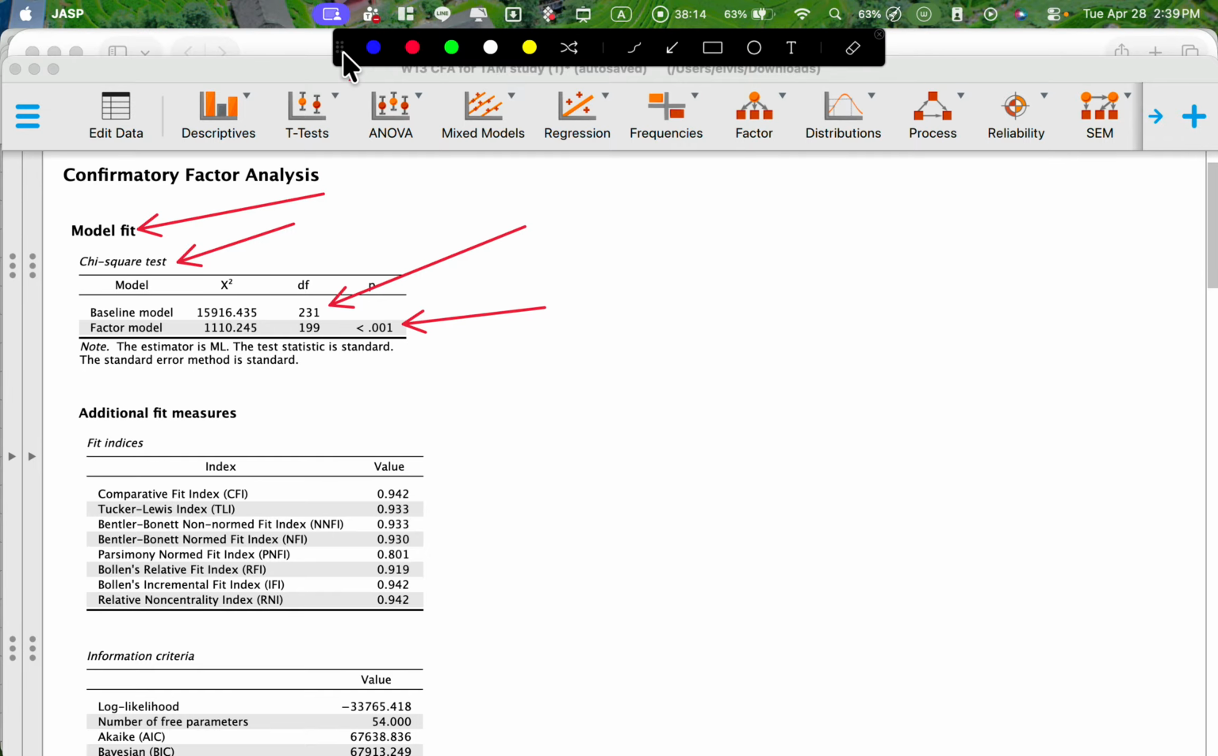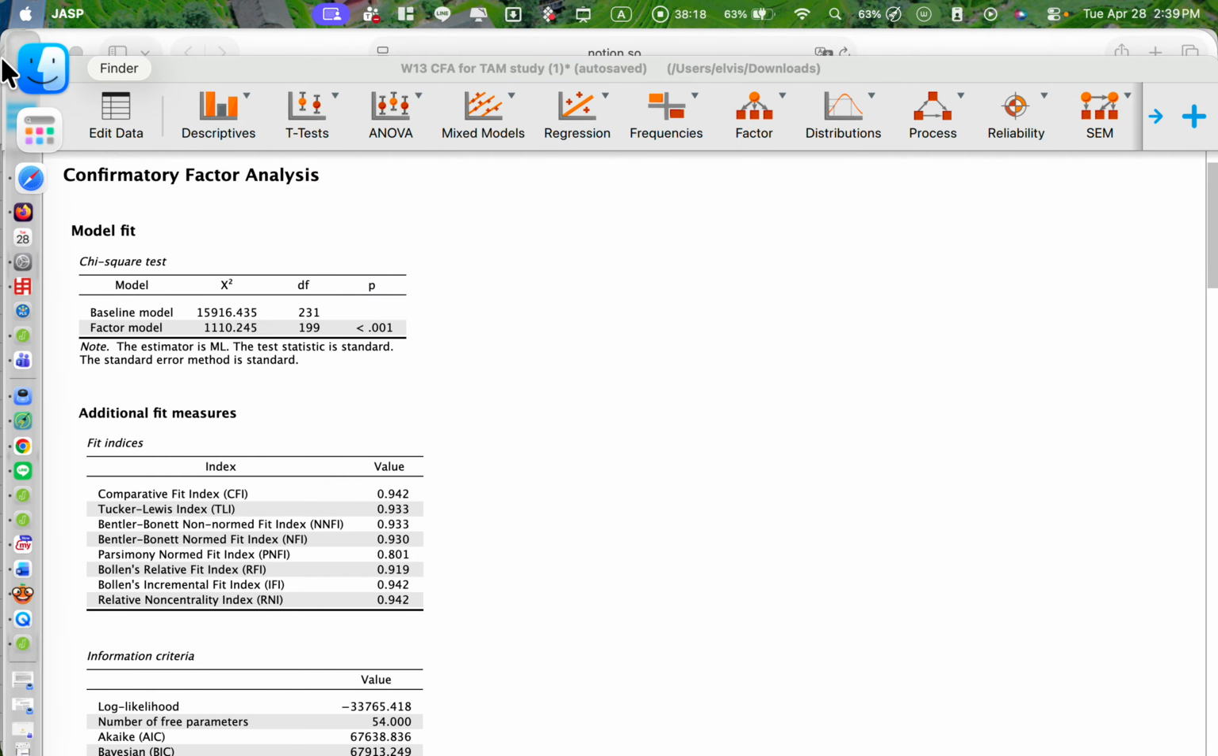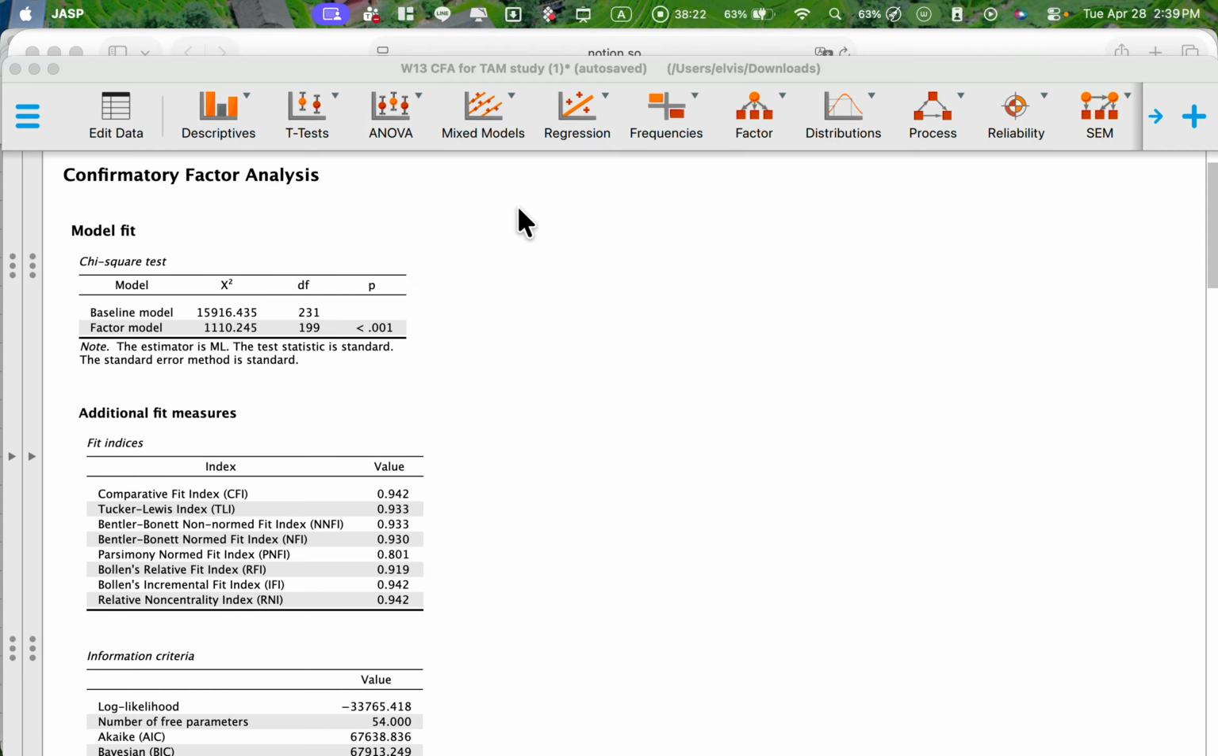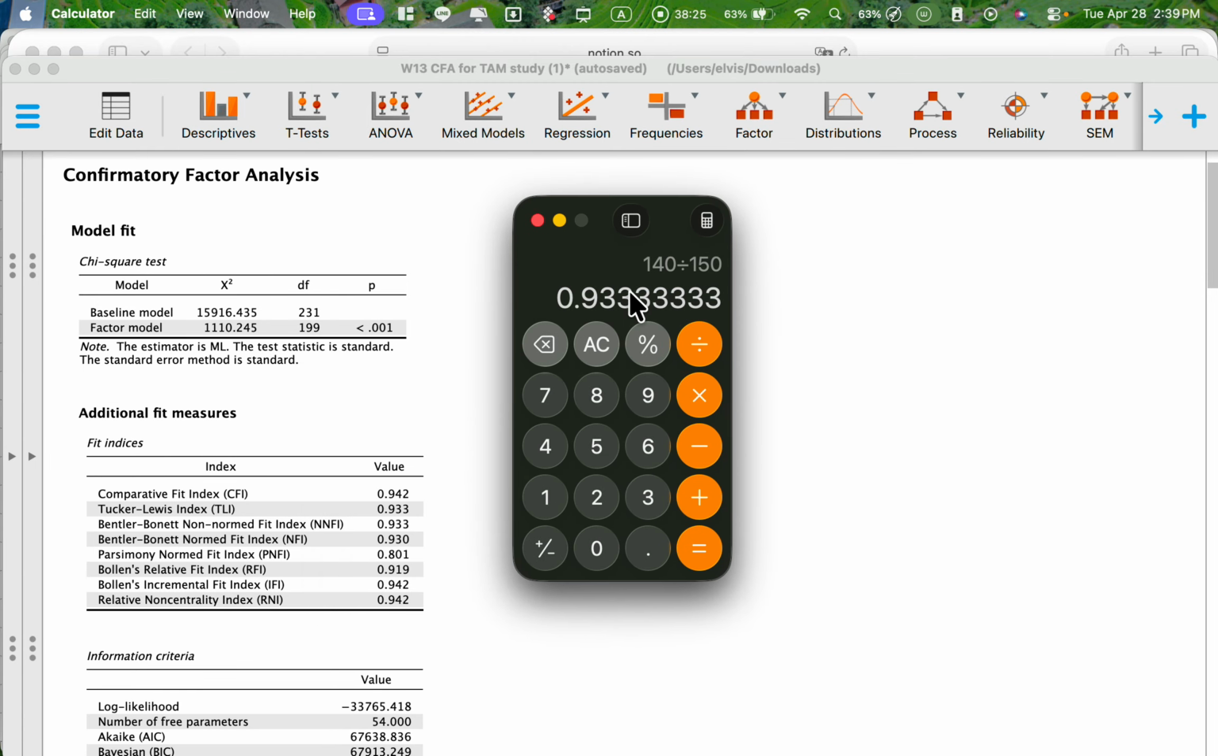I have to do the calculation. So I have to open a calculator to calculate another index here. Because the p-value is significant, I have another alternative way to assess the chi-square. It's called the chi-square value. It's 15916.